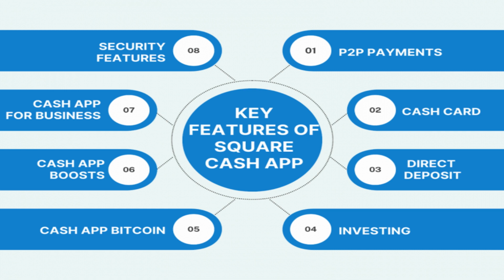Cash App P2P payments. Cash App enables seamless person-to-person payments, allowing users to send and receive money from their accounts quickly. Whether you're splitting a bill with friends, paying back a family member, or contributing to a group gift, Cash App makes it effortless to transfer funds between individuals.